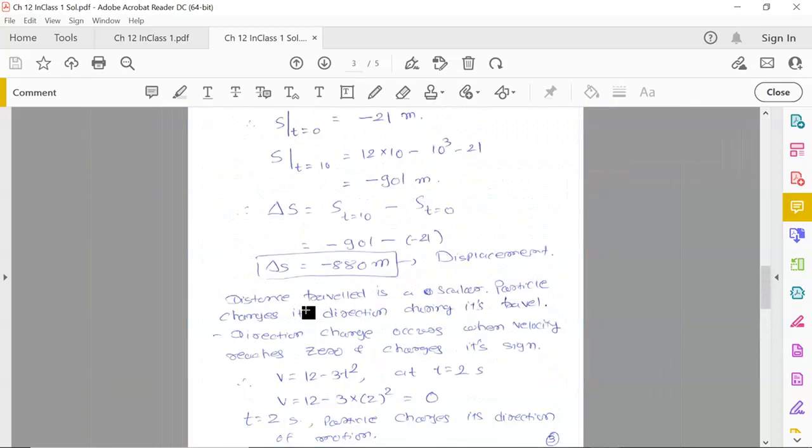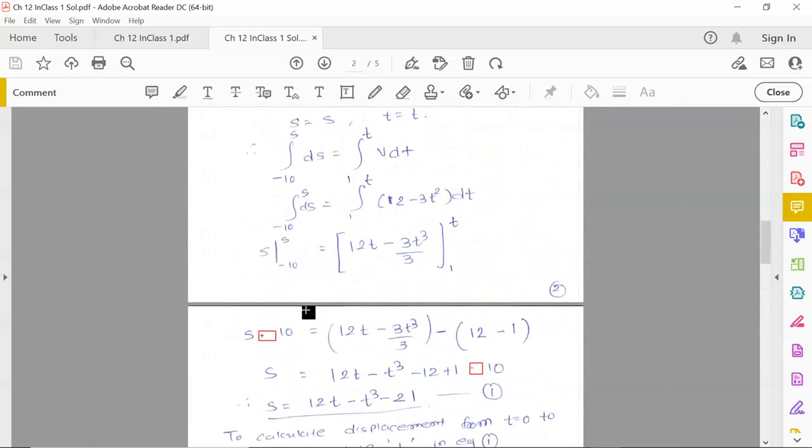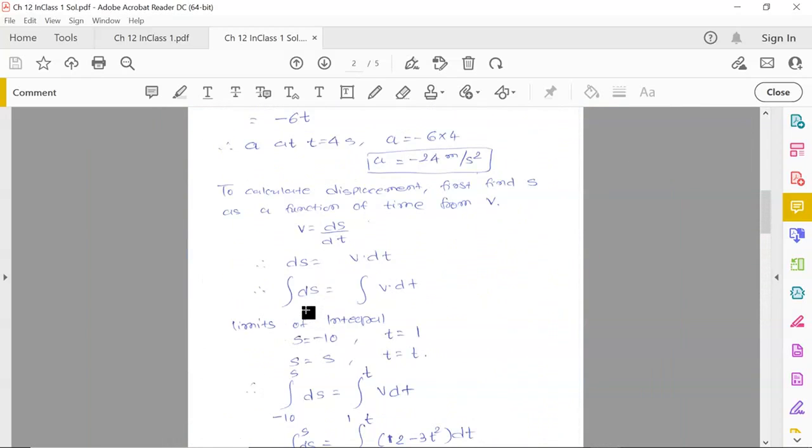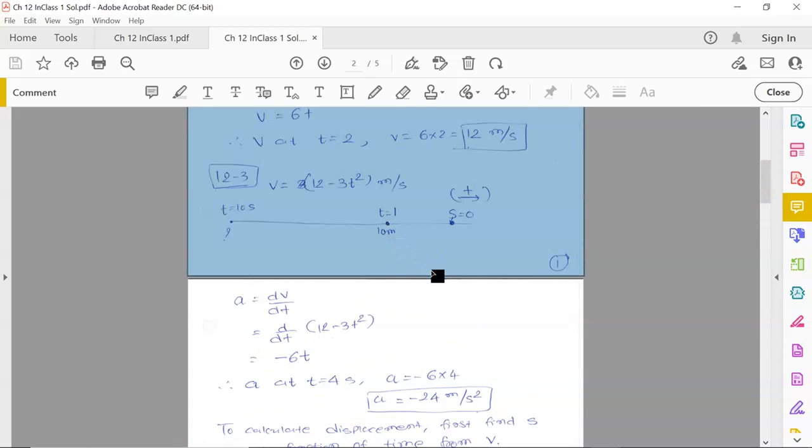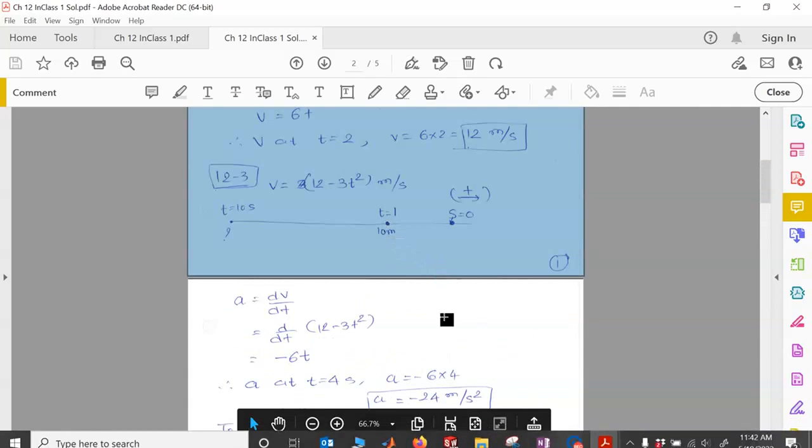So take your time to go through the solution and let me know if you have any questions. But this is a very straightforward problem. The only point to remember here is that the particle changes direction.